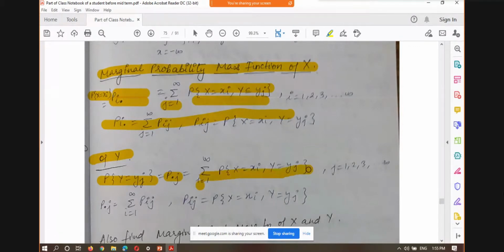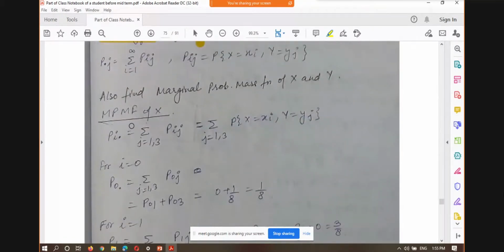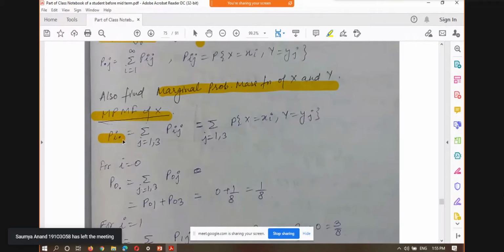So this will give me the marginal probability mass function of y from the joint probability mass function of x and y. So we come back to the question again. In that question, we have to find the marginal probability function of x and y. First we calculate the marginal probability mass function of x. That means I want to know p i dot, so j is varying, and I know that in that problem j is taking the two values 1 and 3.